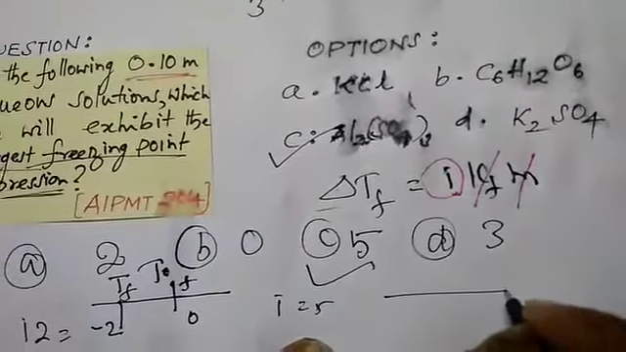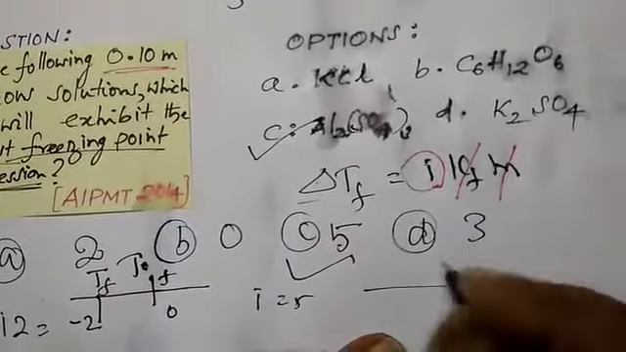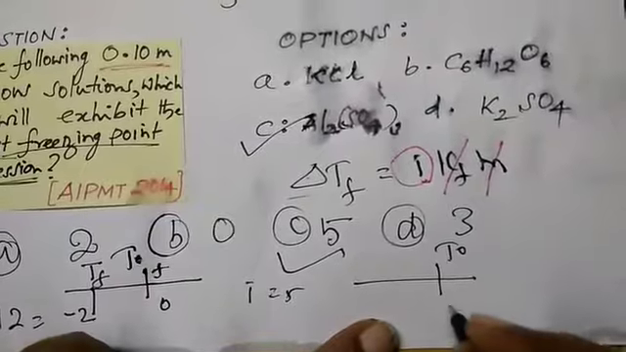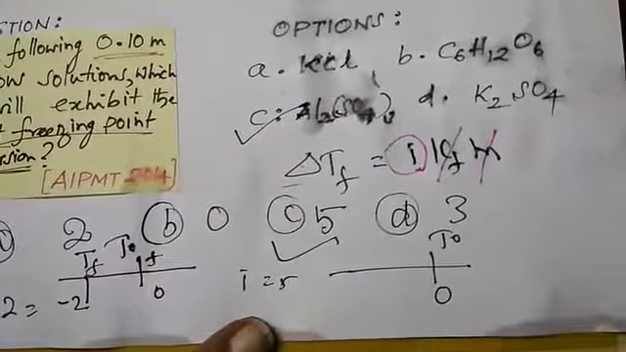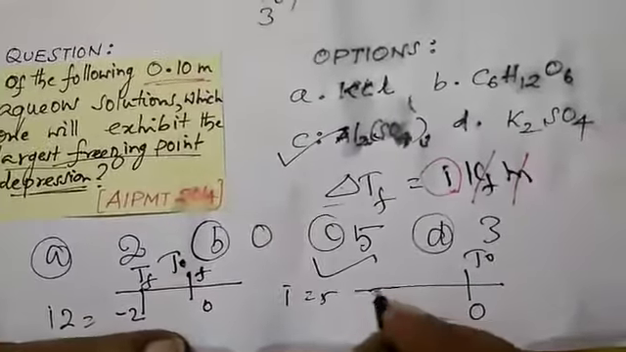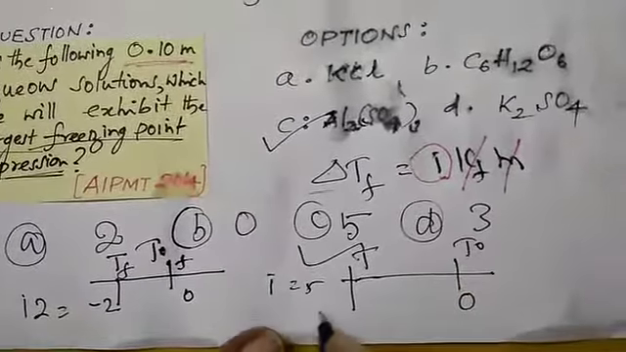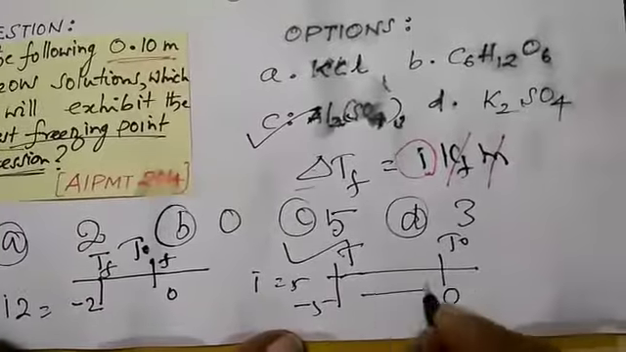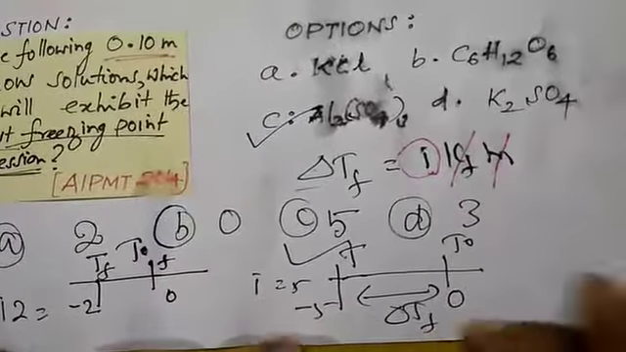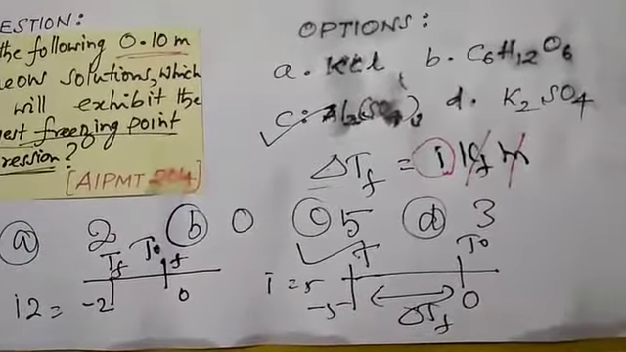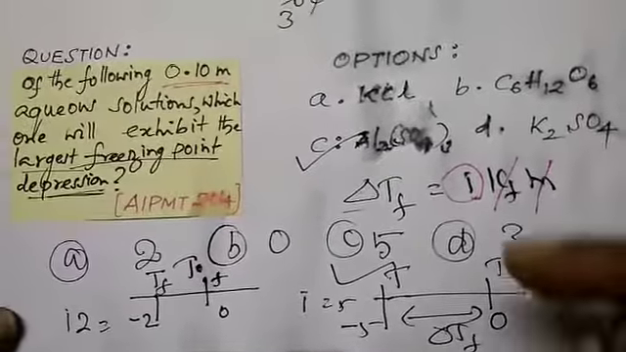Let us draw the same diagram. Because water is T0, this is your 0. Now the greater the i, the greater the difference, you get the biggest difference. So now it is T, and this may be minus 5. The difference is greater. As i increases, the gap increases. From that we can identify.